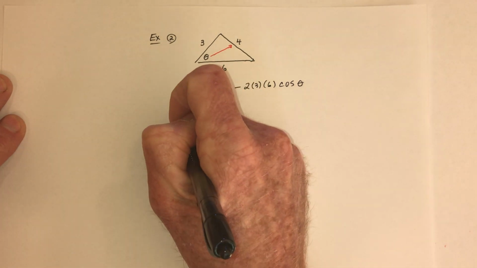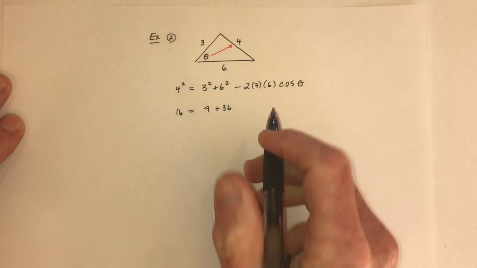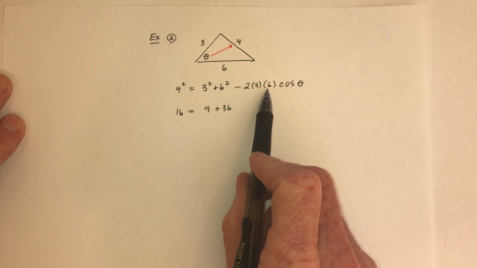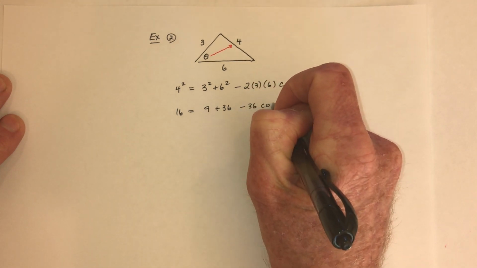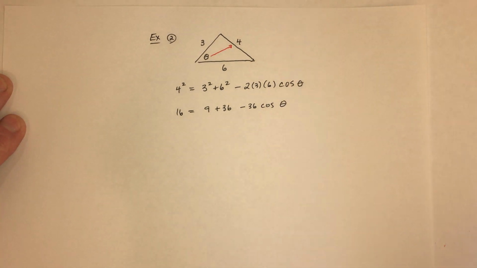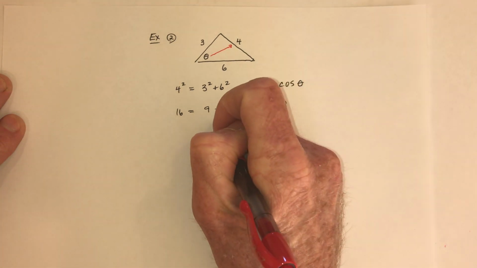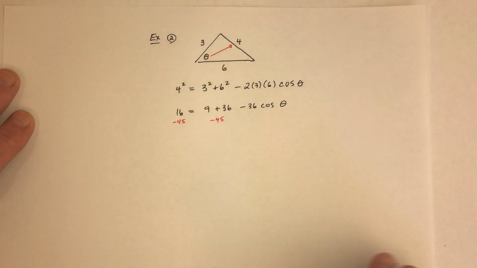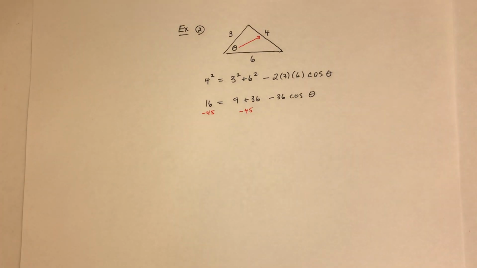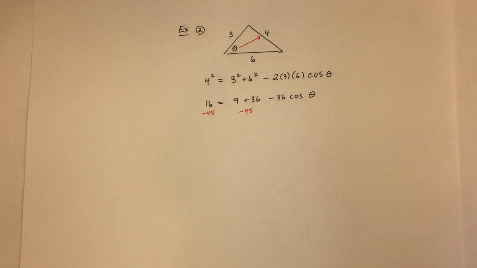So this is going to be 16. 3 squared is 9. 6 squared is 36. And this is going to be an 18 times 2, so it's going to be minus 36 times cosine of theta. When you add these two together, that's going to be 45. So subtract 45 from both sides. 16 minus 45, oh, negative 29. Good thing I've got a calculator.